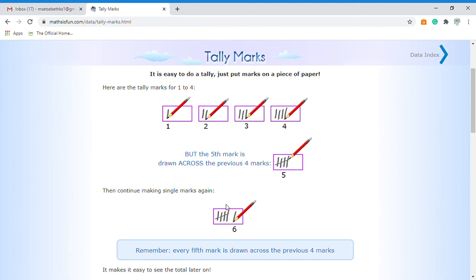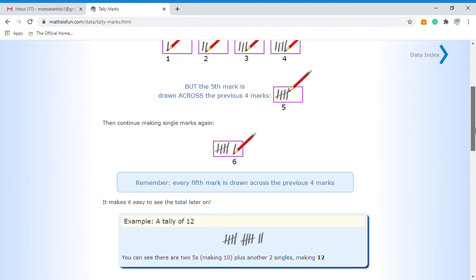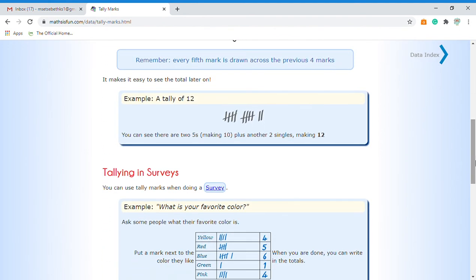So 1, 2, 3, 4, 5, and then 6. You continue with your single marks. They say, remember, every fifth mark is drawn across the previous 4 marks. It makes it easy to see the total later on. For example, here's a tally of 12. It is so easy to now just go, okay, 5, 10 plus these 2 single ones gives me 12.